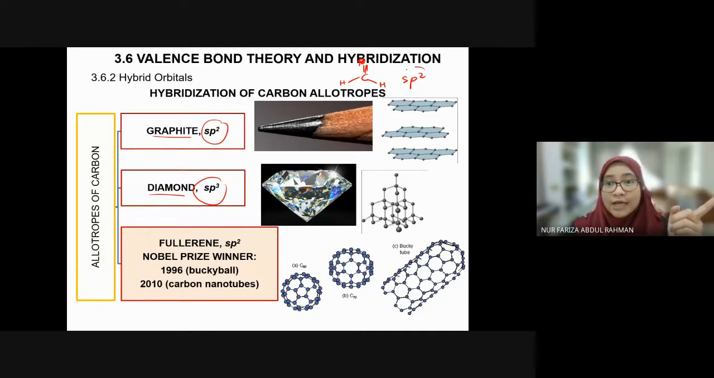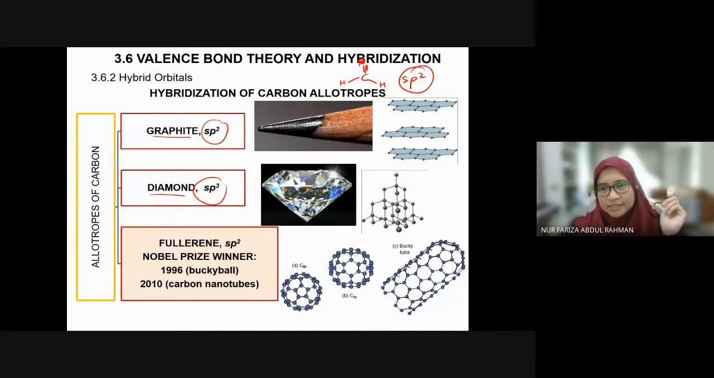For sp2 lah. Okay, in order to form sp2, the only way is to have a double bond. Kalau single bond, dia tak octet, tak boleh. Okay, alright, so it should be one double bond between the carbons. Okay, so this is how graphite looks like, and then we have diamond. So diamond is in sp3.